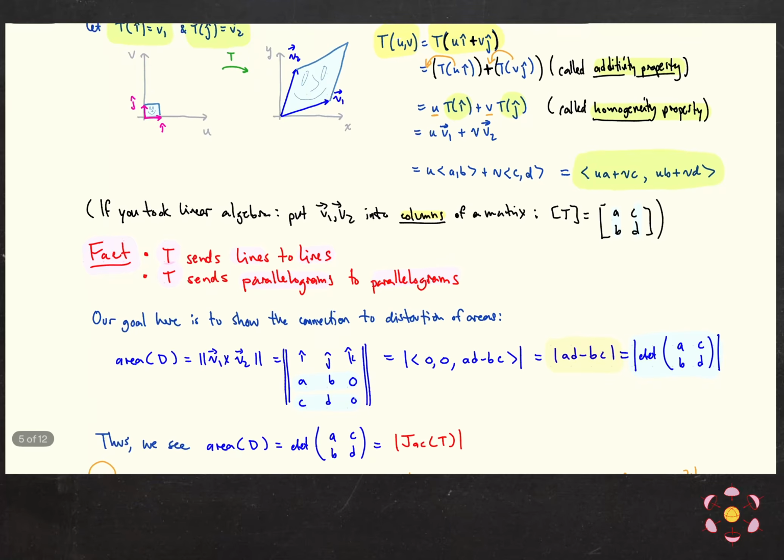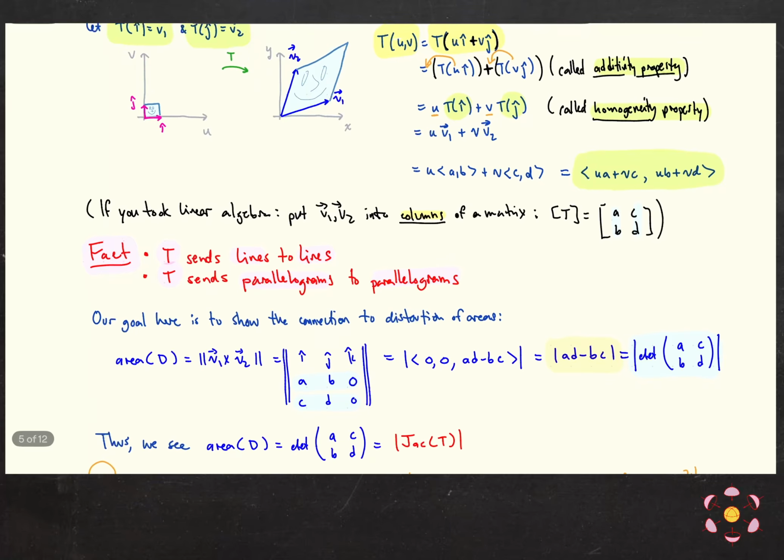So the other thing to note here is, since AD minus BC is constant, that doesn't depend on the U and the V. It's really just a property of the parallelogram. And basically what we're learning here is that the Jacobian is distorting areas in the plane by the same amount everywhere. So that's a super neat result here.